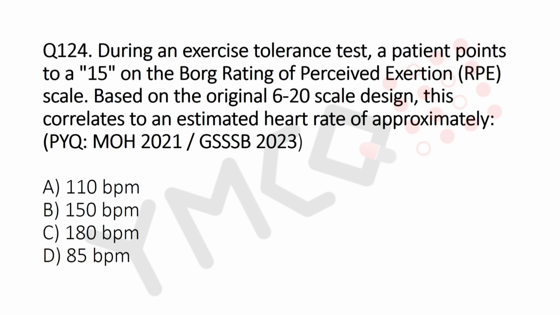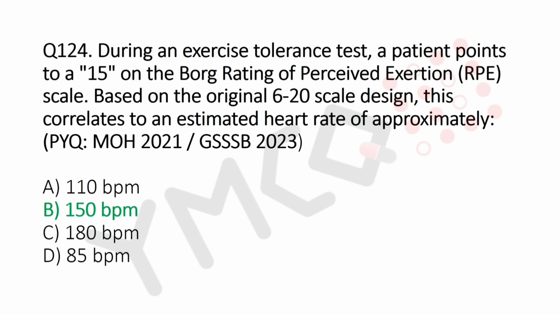And the answer is option B, 150 bpm. The original Borg scale goes from 6 to 20 for a very specific reason. If you multiply the number by 10, it gives you a rough estimate of the patient's heart rate. So an RPE of 15 means the heart rate is roughly 150 beats per minute.